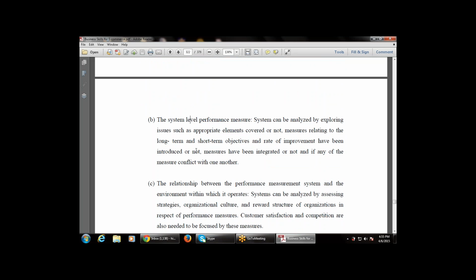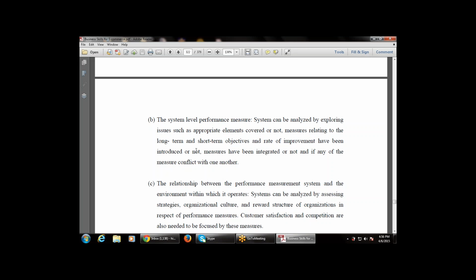In this, the system can be analyzed by exploring issues such as whether appropriate elements are covered or not, measures relating to the long-term and short-term objectives, and whether a rate of improvement has been introduced. So there are various methods performed at the system level. Everything measured at the high level is related to the system: what the short-term objective is, what the measurement is, how to improve the concepts, and how to integrate various terms, that is, coupling and cohesion. These are system level performance measures.